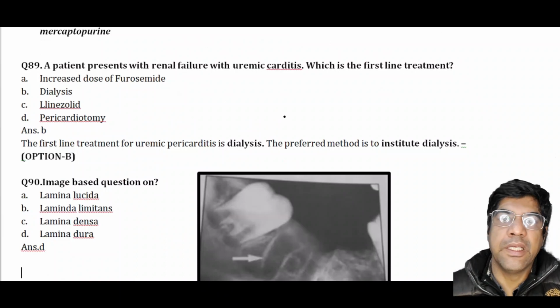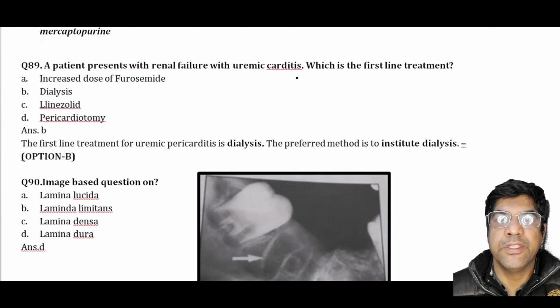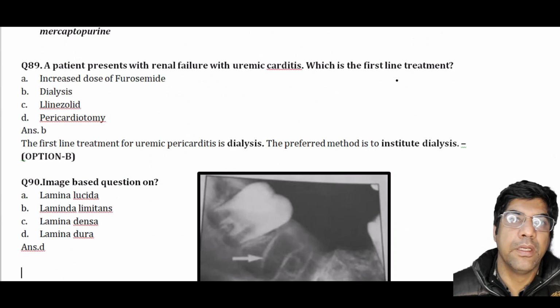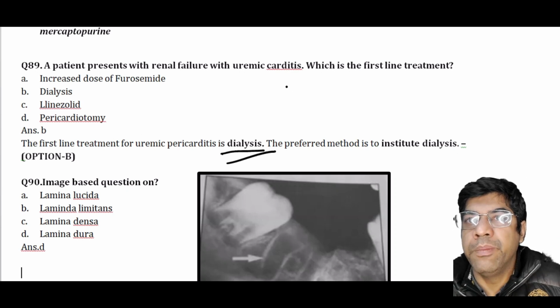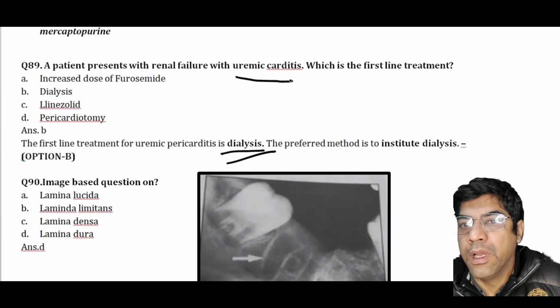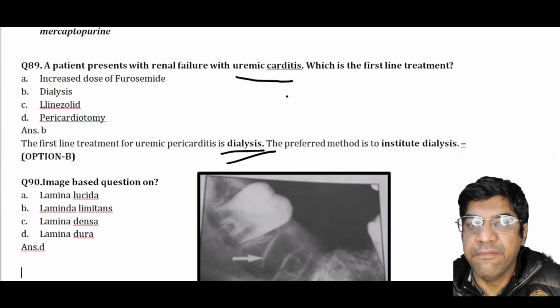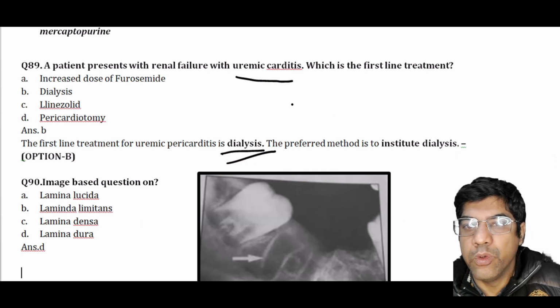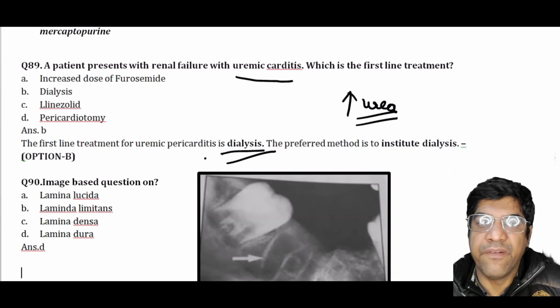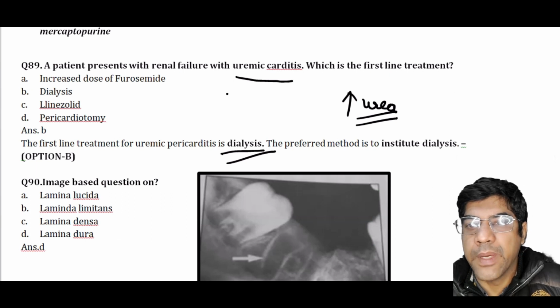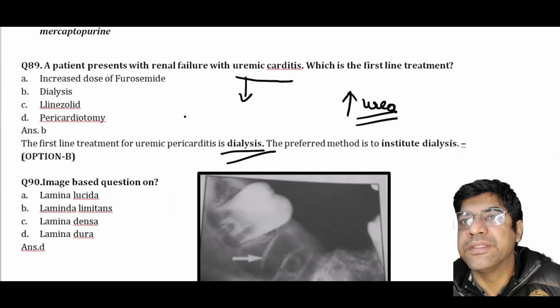A patient presents with renal failure with uremic carditis, which is the first line treatment? The answer would be dialysis. So remember, uremic pericarditis is a condition where inflammation of the pericardium, that is the sac surrounding the heart, occurs due to the elevated level of urea and other toxins in the blood, typically seen in the setting of renal failure. So the preferred and first line treatment for uremic pericarditis is, remember, dialysis.